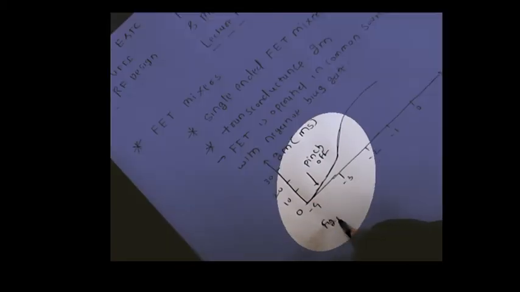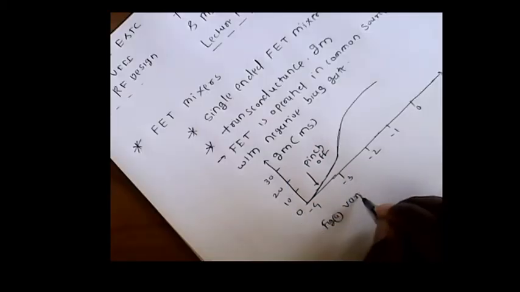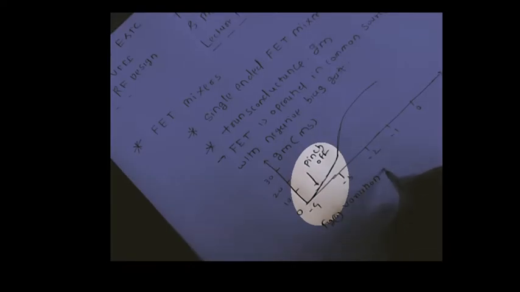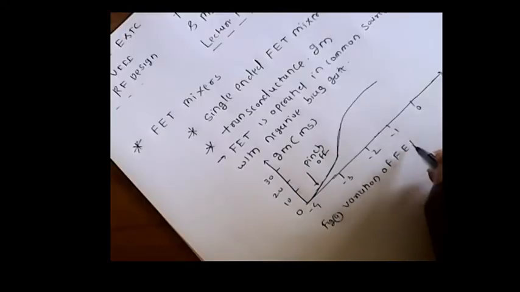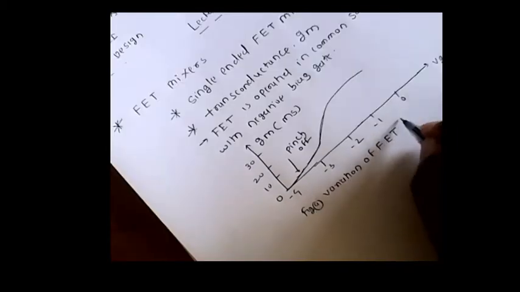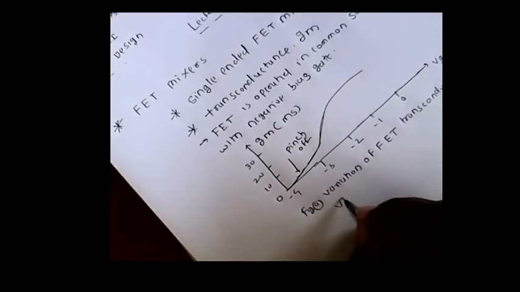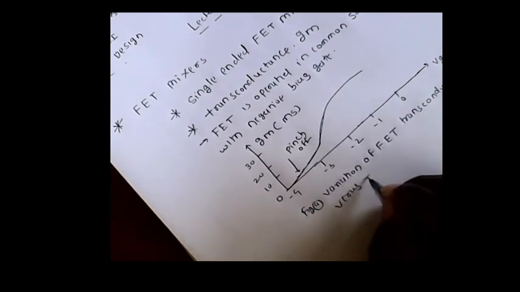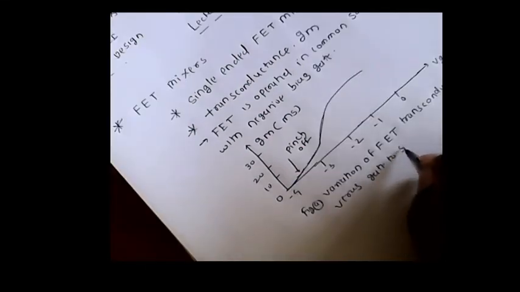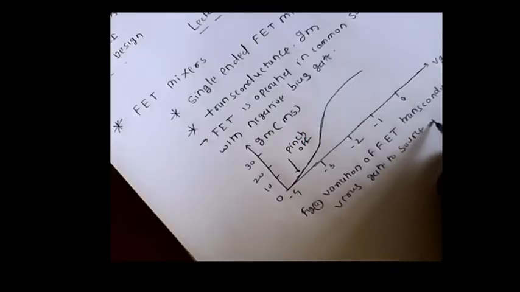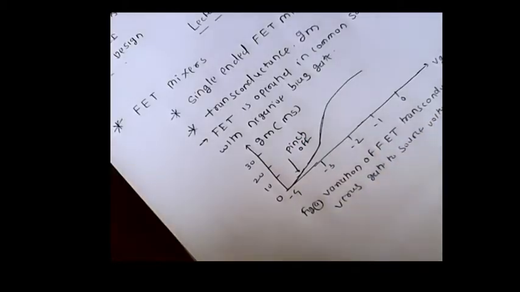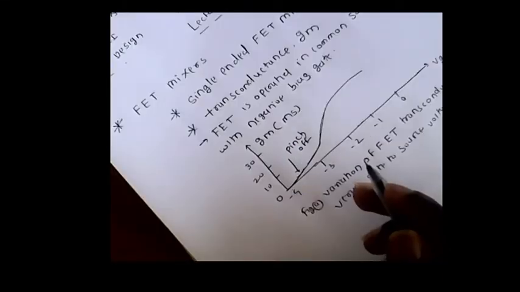So this figure shows the variation of FET transconductance versus gate to source voltage. The figure A shows the variation of transconductance with the bias for a typical FET.